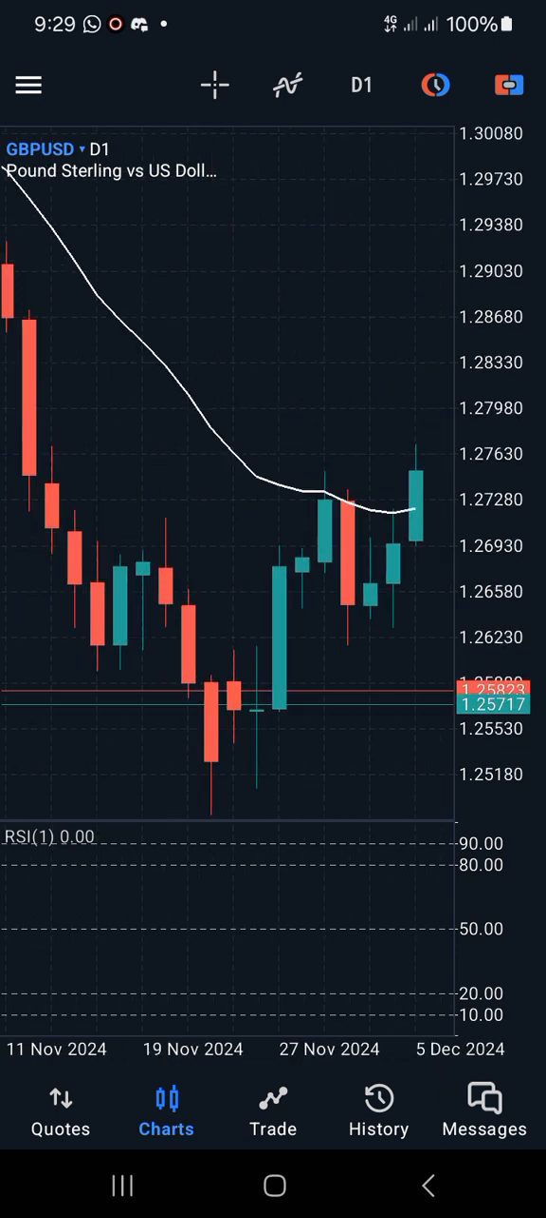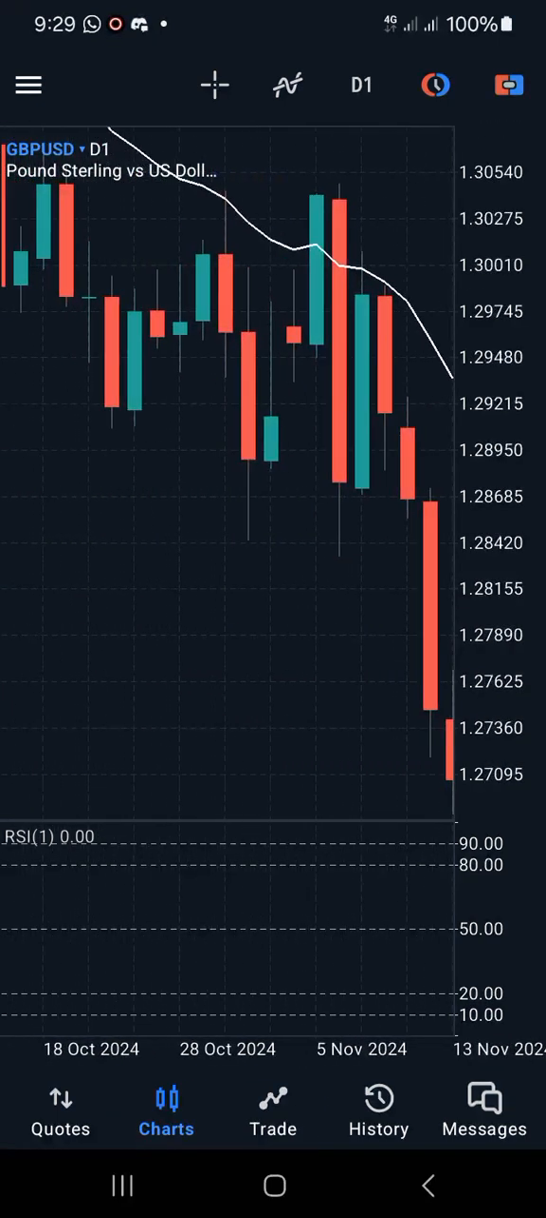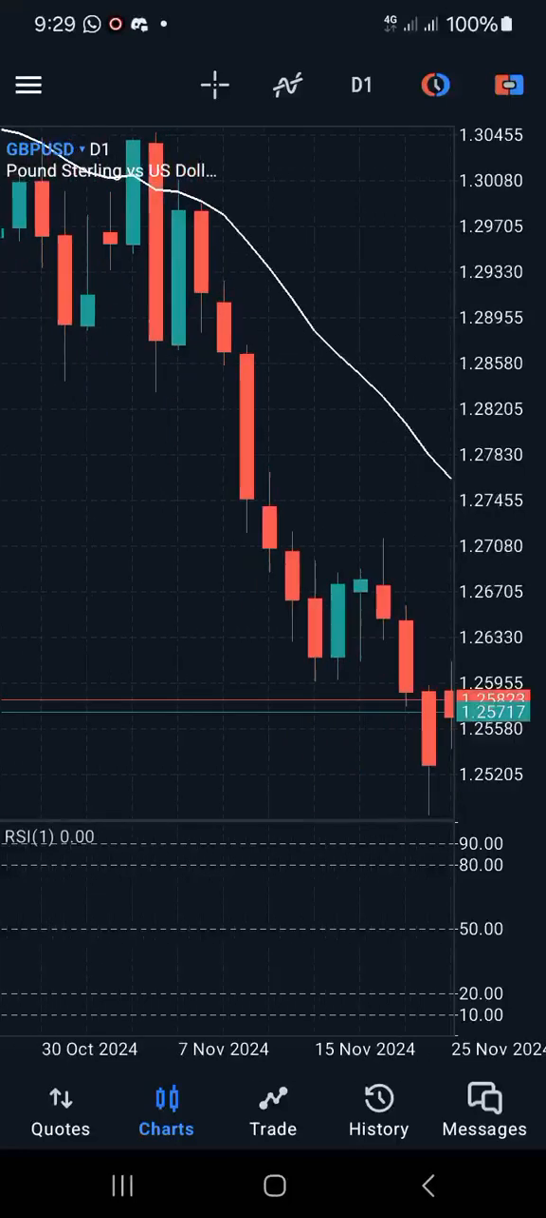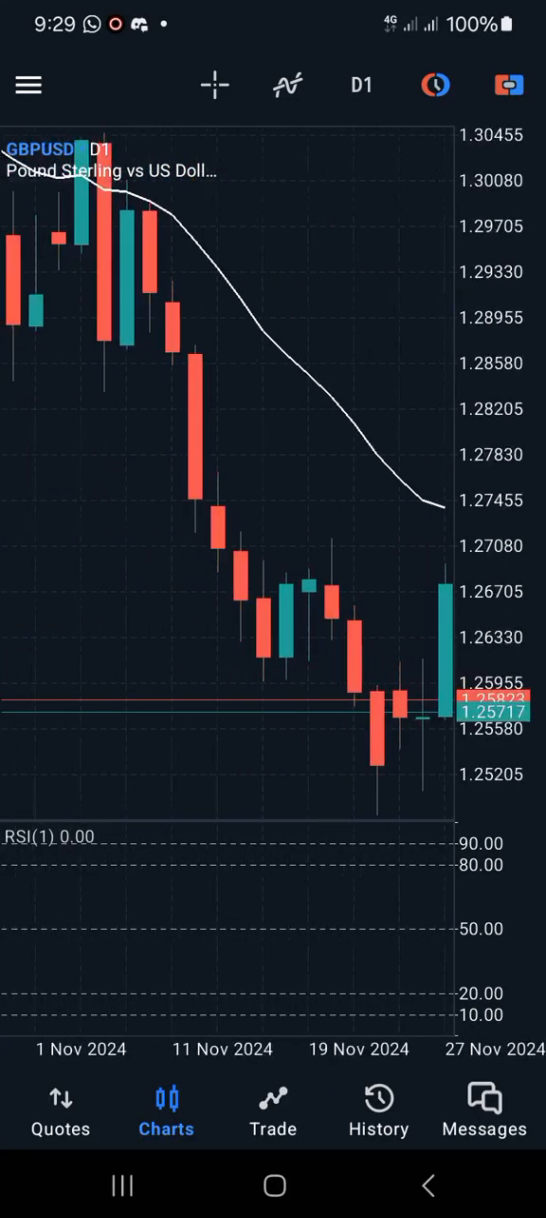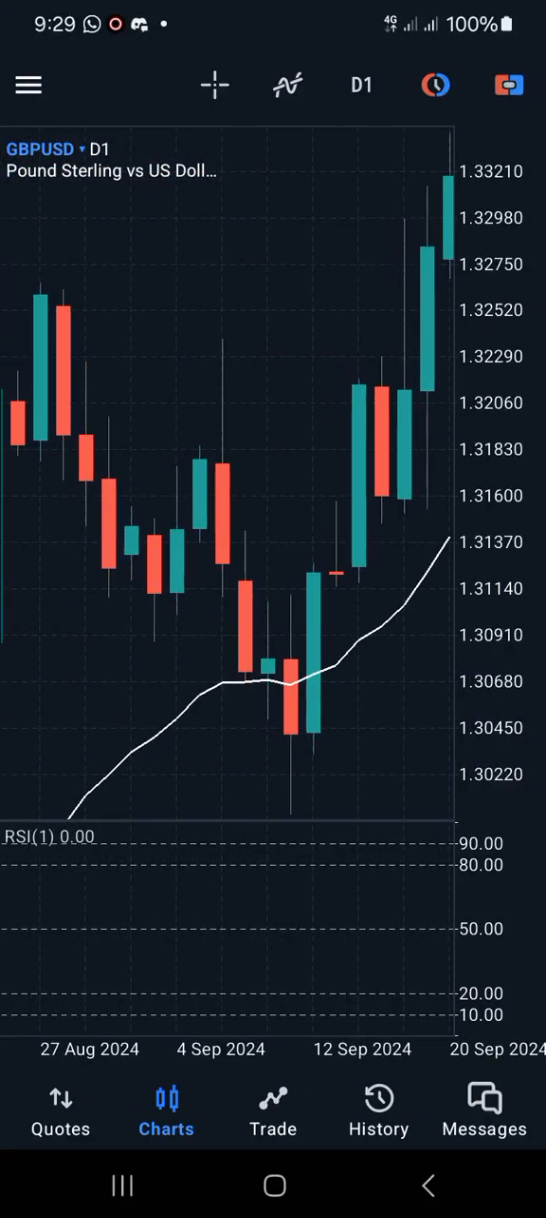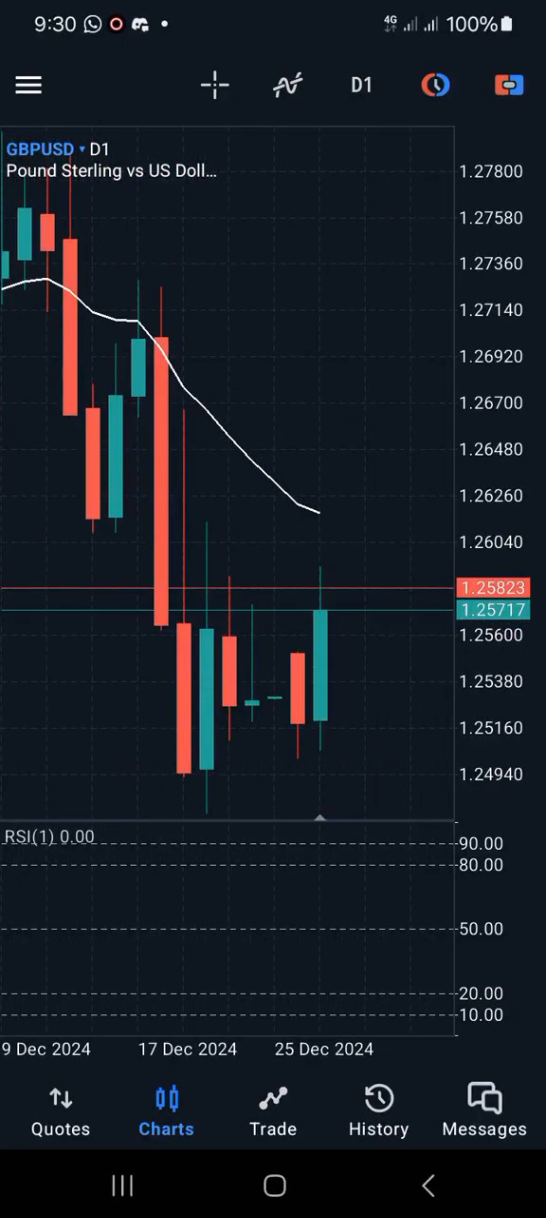Now, these red and blue boxes, sometimes it can be black and white. You can change the color to any one that suits you. These are what we call candlesticks. So there are three ways the chart can appear.